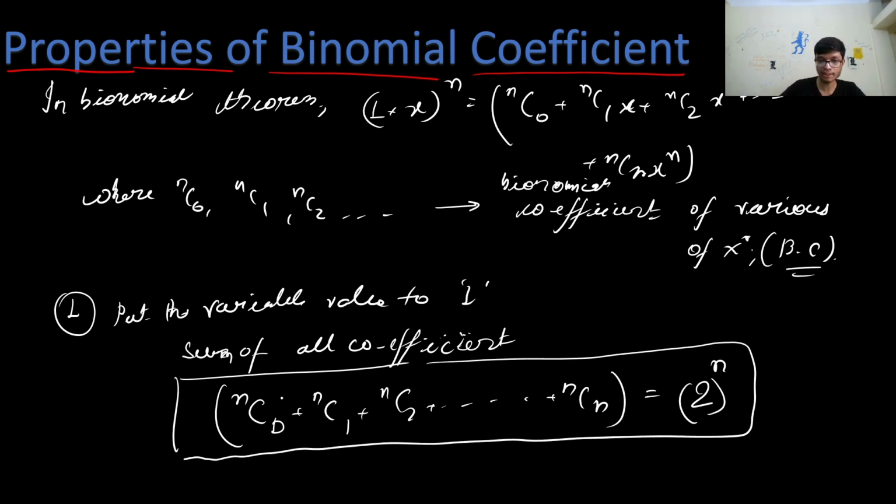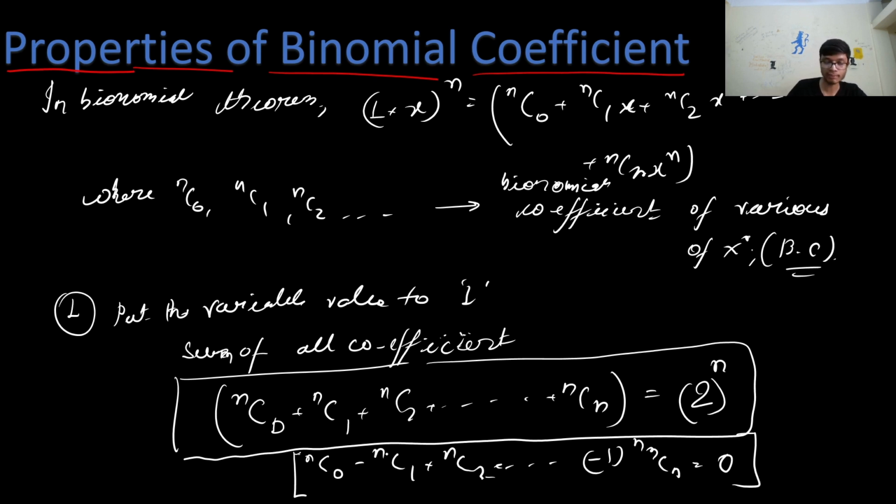Now similarly, if instead of x equal to 1 we put x equal to -1, then you get alternating plus and minus signs. That means the summation nC0 minus nC1 plus nC2 and so on up to (-1) raised to the power n nCn will become equal to 0. You get alternating minus and plus signs because of the concept that -1 raised to an odd power is equal to minus 1, and -1 raised to an even power is equal to 1, that means a positive number.